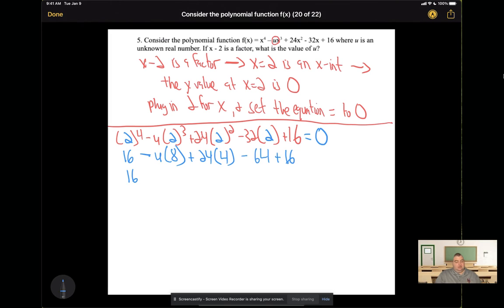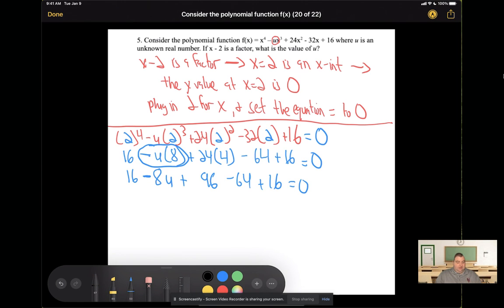So I have 16. And then I'm going to take this term right here, and I'm going to switch around the order, which I can do since it's multiplication. It's negative u times 8. I'm going to make this negative 8 times u. I can do that. 24 times 4, you may need to use a calculator for that. I'm going to use a calculator here. So 24 times 4 is 96. And then we have minus 64 plus 16 equals 0.